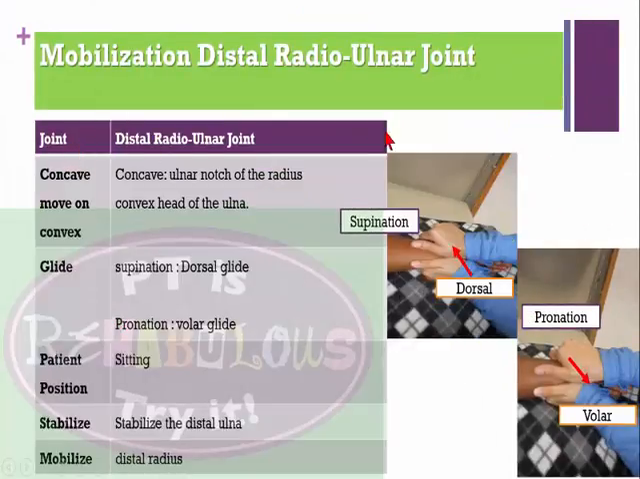Let's see mobilization of the distal radio-ulnar joint. For that, concave moves on convex. The concave surface is the ulnar notch of the radius, and the convex surface is the convex head of the ulna. For glides, for supination we can give a dorsal glide, and for pronation we can give a volar glide. Patient position is sitting. We have to stabilize the distal ulna, and we have to mobilize the distal radius.